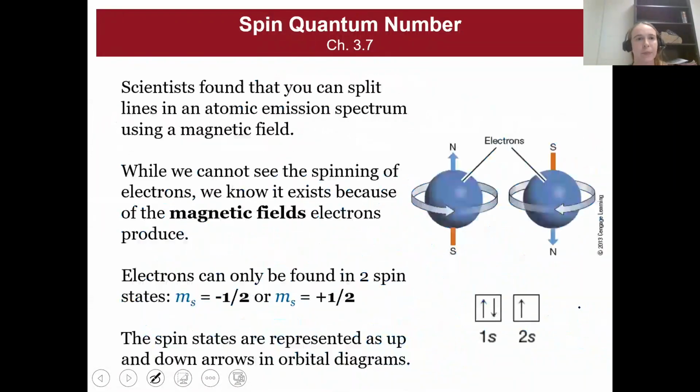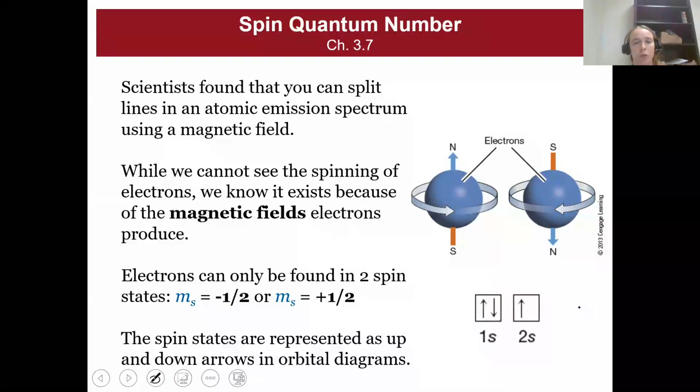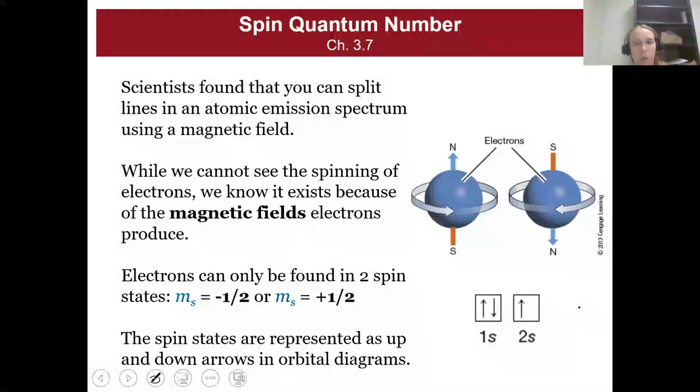What's next? So there is actually a fourth quantum number. I know I only said there were 3 before, but there is a fourth, and that one is called the spin quantum number. So the only thing that this one tells us about is the spin of the electron. It doesn't tell us about where it is based on size or shape or orientation. It tells us about the spin, not the location.